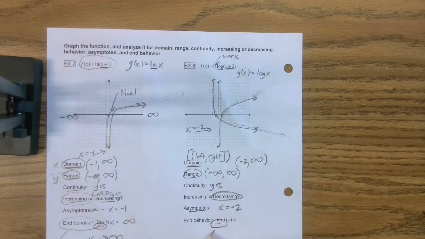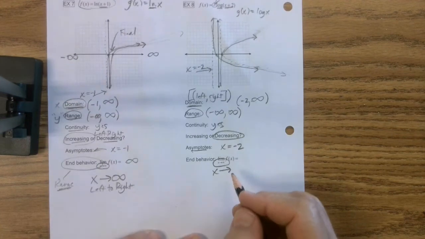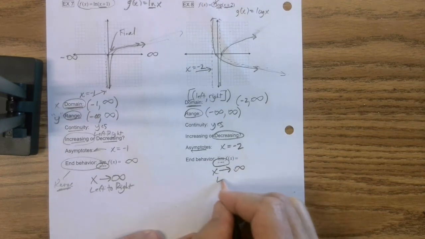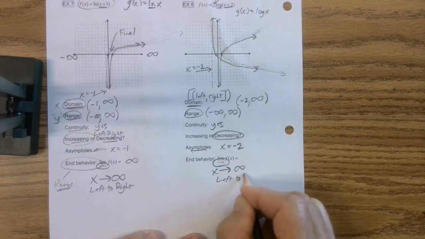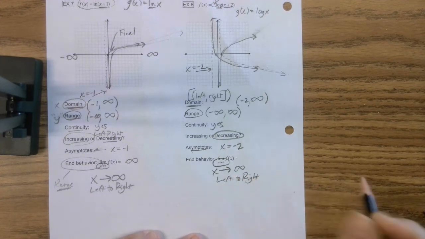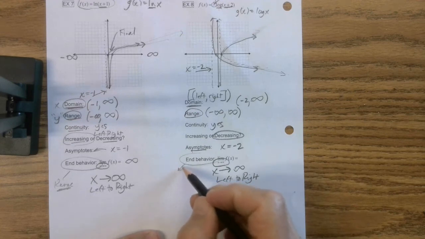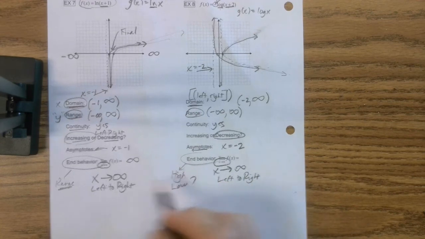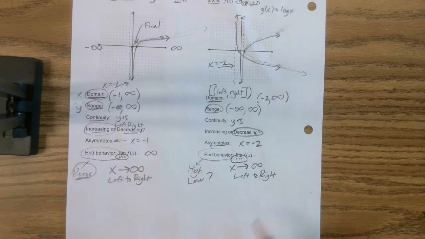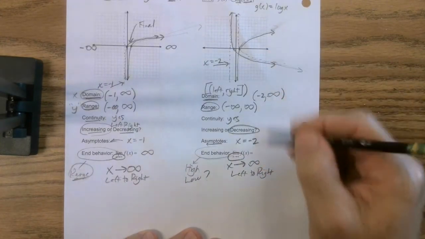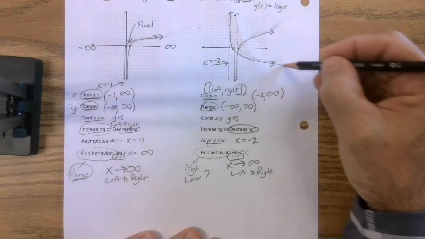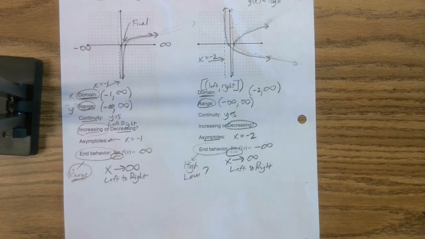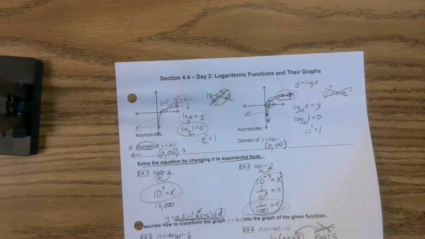I'll be careful on that. I'm going to blow it up so you can see it. X approaches infinity means go left to right. And what's the end behavior? You're thinking, how high does it go or how low does it go, which is another word for range. So, all right, left to right, and it's going down. So we know that'd be -infinity. And that finishes 4-4 day 2.